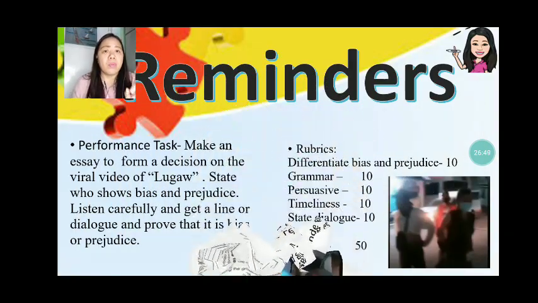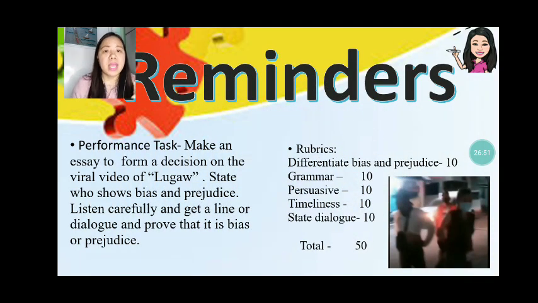So, the performance task is to make an essay to form a decision on the viral video of lugaw. State who shows bias and prejudice. You will say who in the video you saw showed bias and prejudice. Listen carefully because in third grading, we need to practice listening skills. So, you need to listen carefully and get a line or dialogue and prove that it is bias or prejudice. So, there are rubrics for how you can get points.